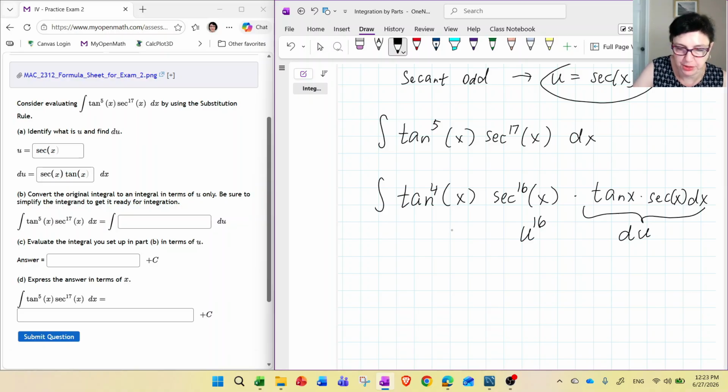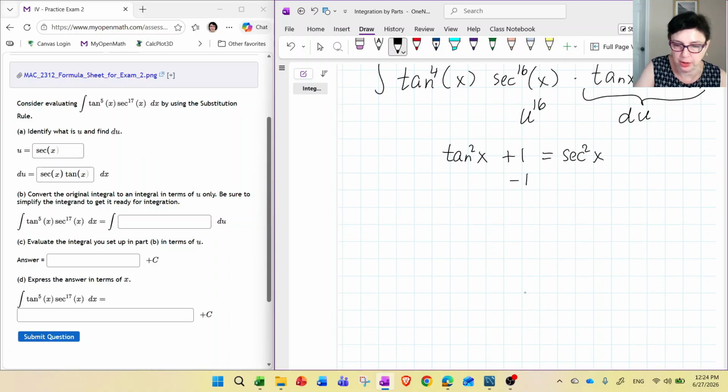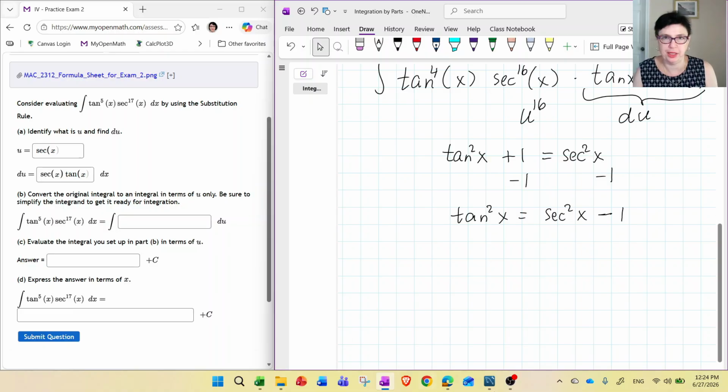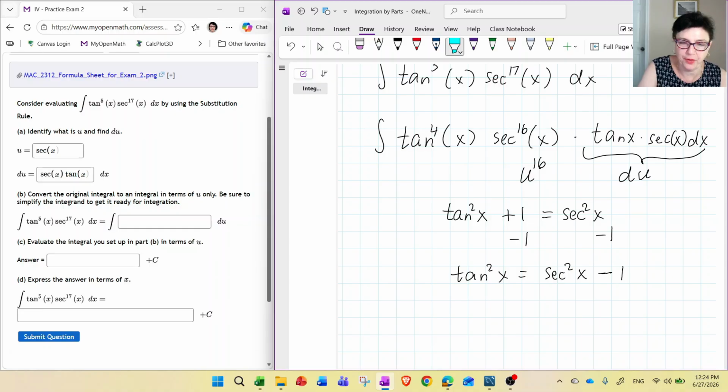Well, we have an identity. We know that tangent squared x plus 1 equals secant squared x. Now let's subtract one from both sides. That will give me tangent squared x equals secant squared x minus 1. Now, the unfortunate thing here, because this one is a little bit more difficult than normal, is that we don't have a square, we have power 4. So how are we going to deal with that?